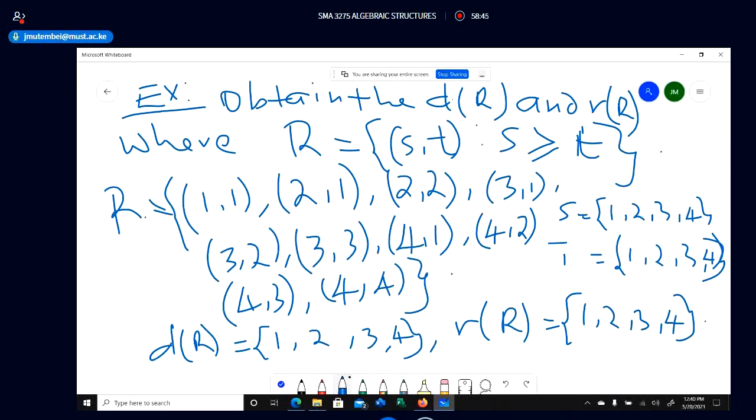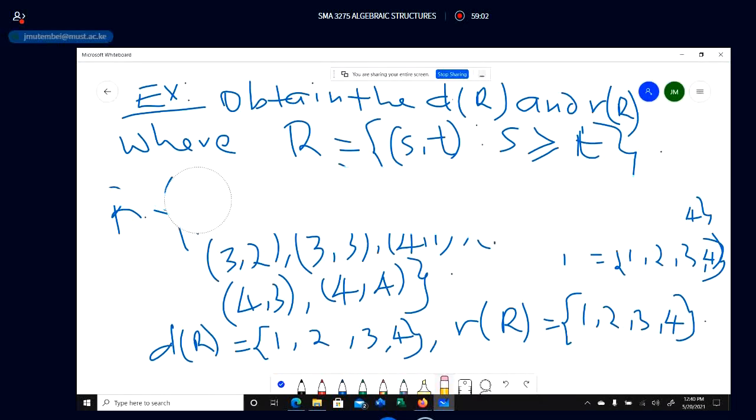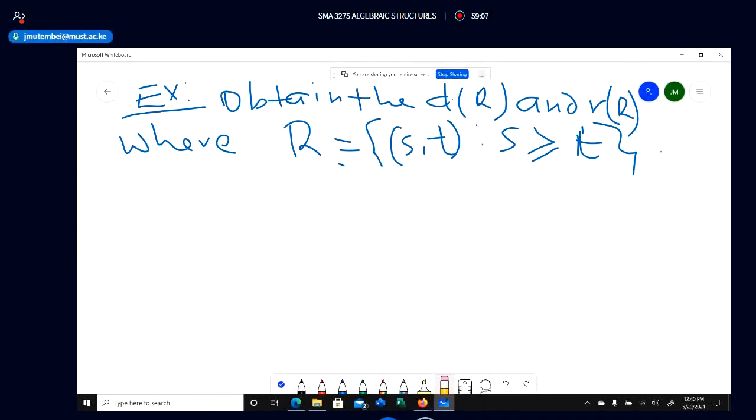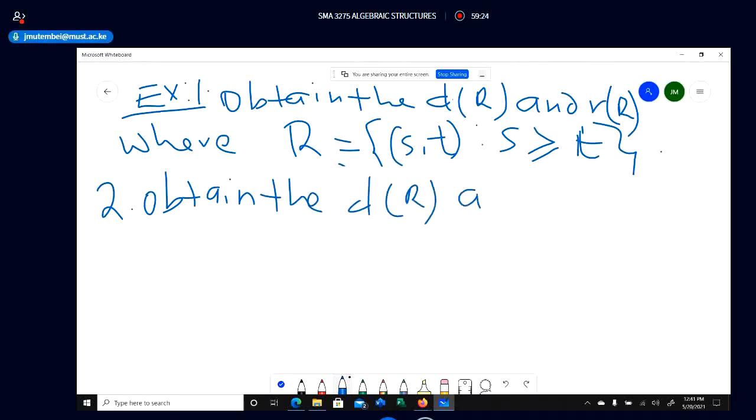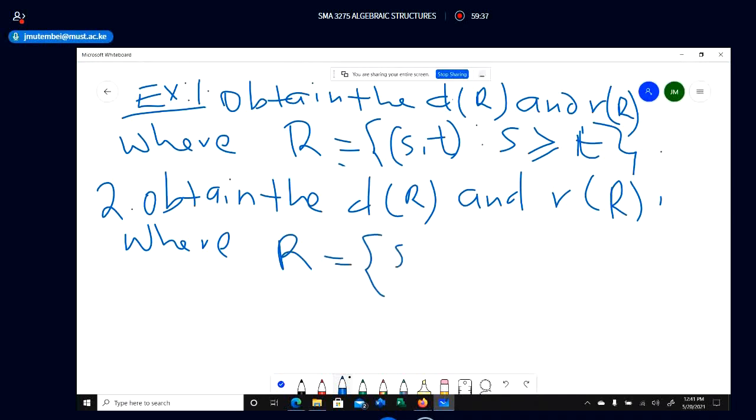So there we are. I want you to now obtain the domain and range where equality is not accepted. That one I'll leave you to do on your own. So for exercise 2, obtain the domain of R and range of R, where R is the relation (s, t) such that s is greater than t. That one you can do as an example.